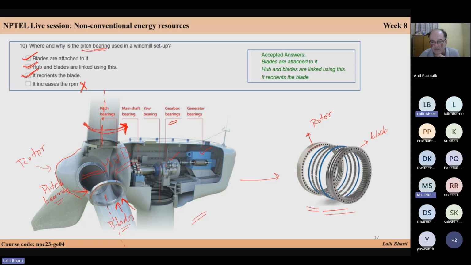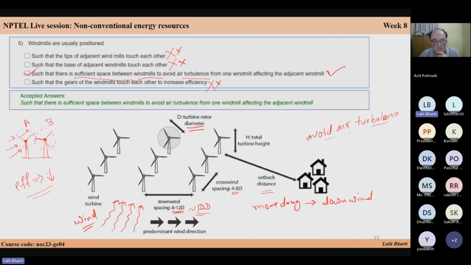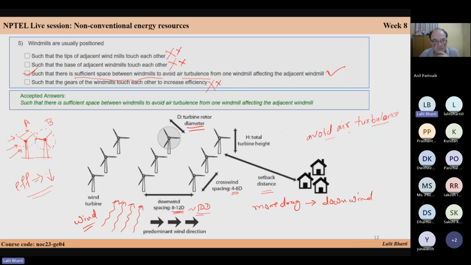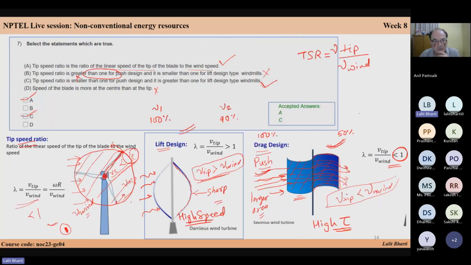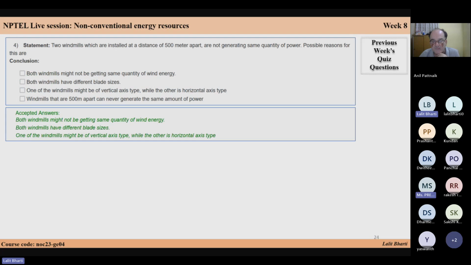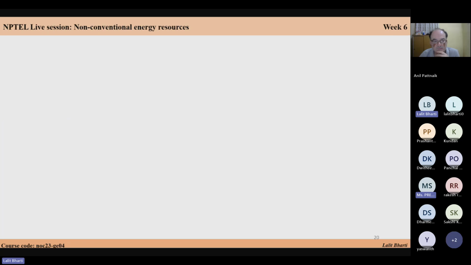Sir, I think question number 4 is missing in this. Question number 4. Okay, I don't have that question. What is the question, if you can share? The question is: if the wind velocity is 20 kilometer per hour, then the tip velocity can be 60 kilometer per hour. True or false?